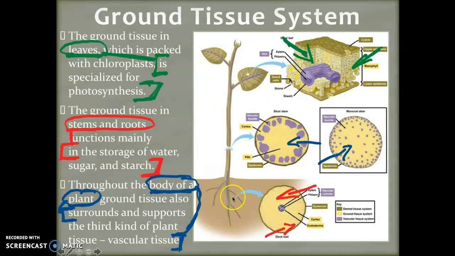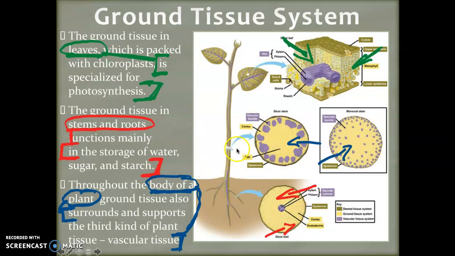Next, you have ground tissue in your stems and roots. Moving down to here, these are going to function mainly in the storage of water, sugar, and starch. Starch is just another type of sugar. I've pointed it out in this yellowish area right here. This is your ground tissue moving around here.